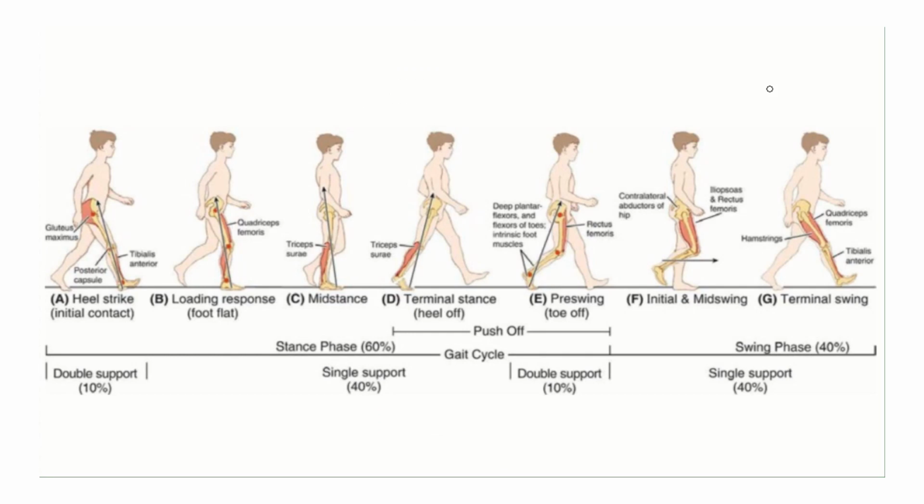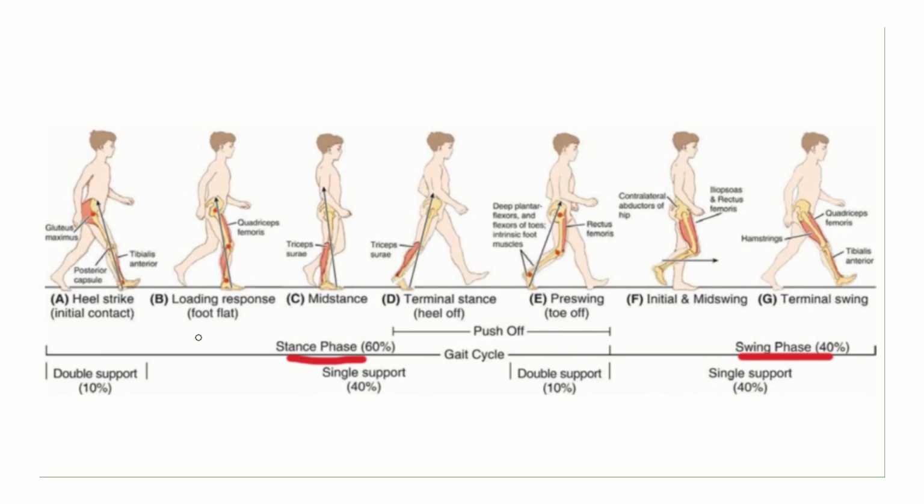The next thing we have to discuss is the gait cycle. As you can see here, this is a complete gait cycle. A complete gait cycle can be divided into two phases: one is the stance phase, and the other is the swing phase. The stance phase makes up 60% of the gait cycle, whereas the swing phase makes up 40% of the gait cycle.